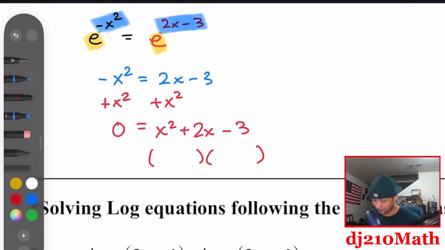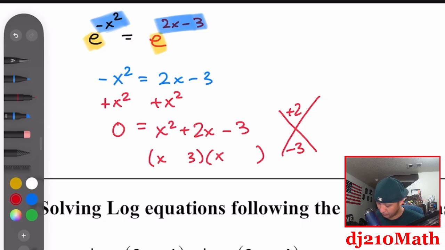However you know how to factor, it doesn't matter the method that you learn. I come up with two numbers. When I multiply them together, I get negative 3. When I add them together, I get positive 2. So you can pause that and think about it for a second. But this is going to be 3 and 1. Positive 3 and negative 1. When I multiply them, I get negative 3. When I add them, I get positive 2.